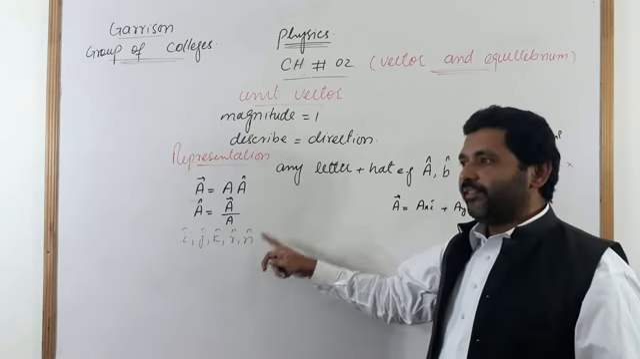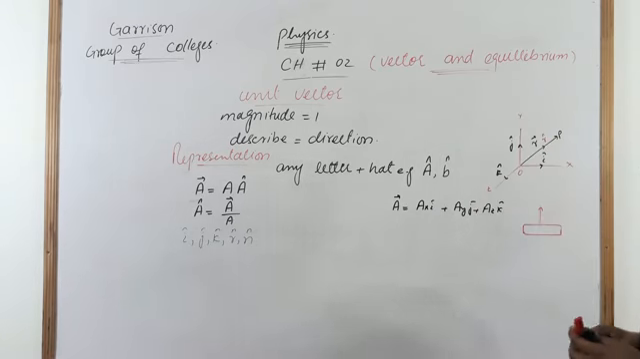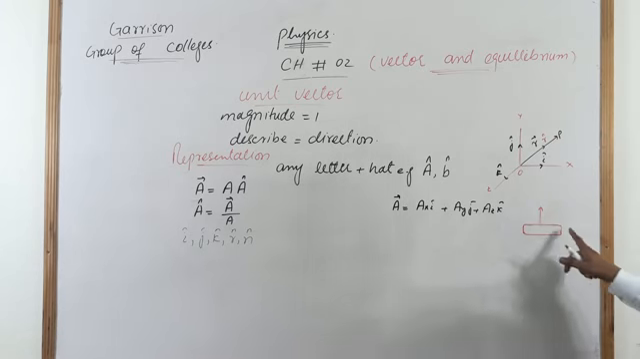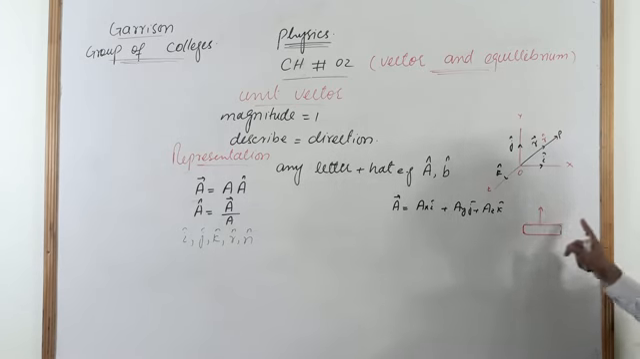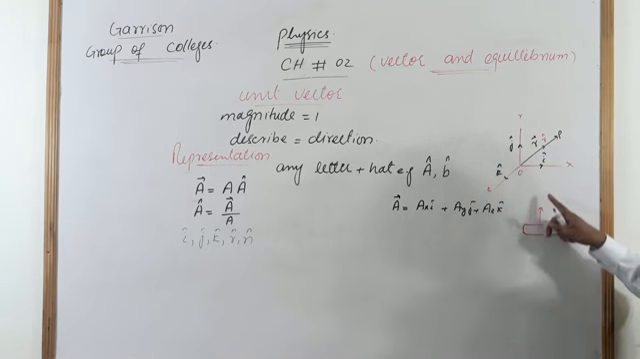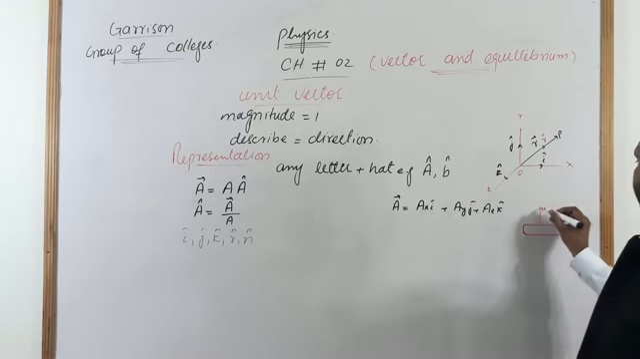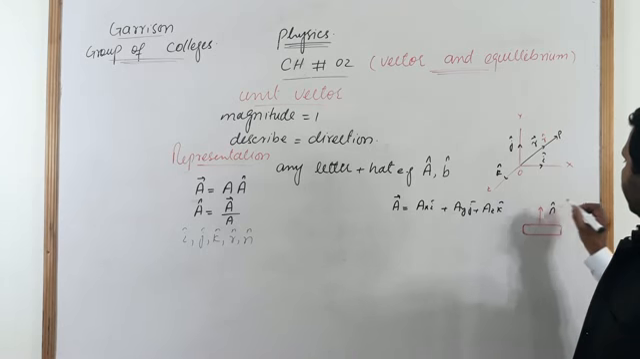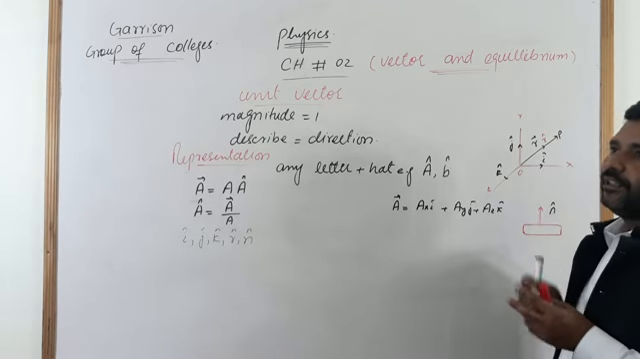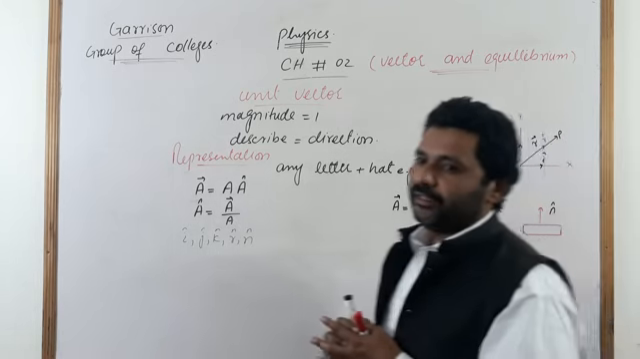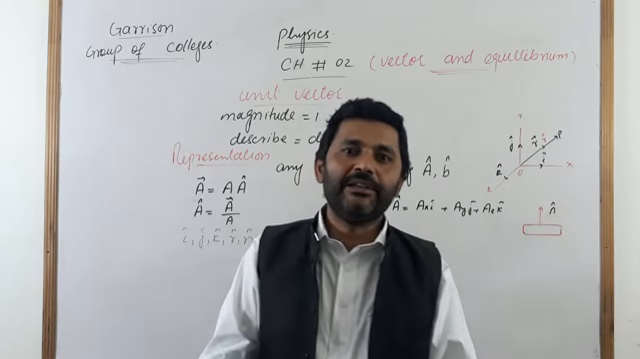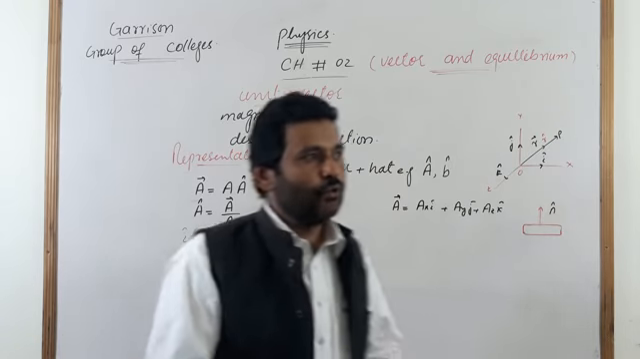Similarly, N unit vector. N unit vector is used to represent the direction of a normal drawn on any specified surface. For example, this is a plane, this is a specified surface, and this line is a normal or perpendicular. This normal, which is the direction of the perpendicular on this plane, will be represented by the N unit vector.